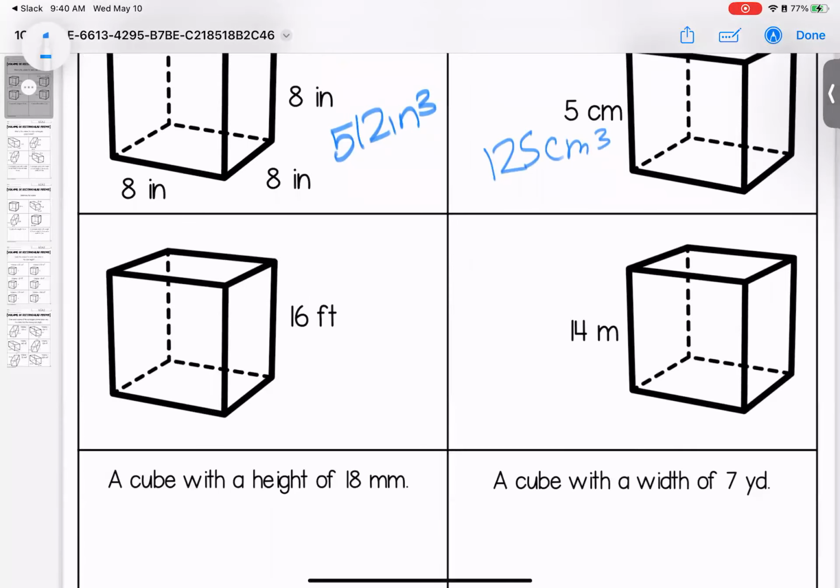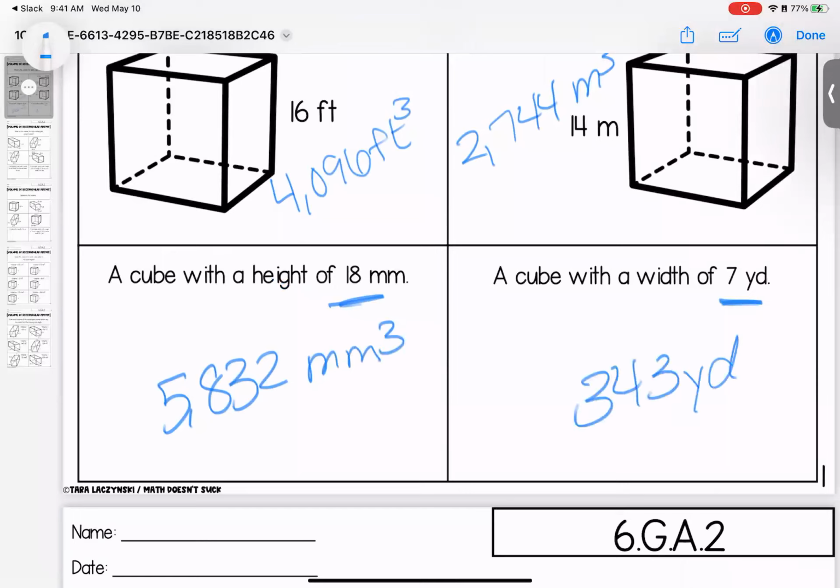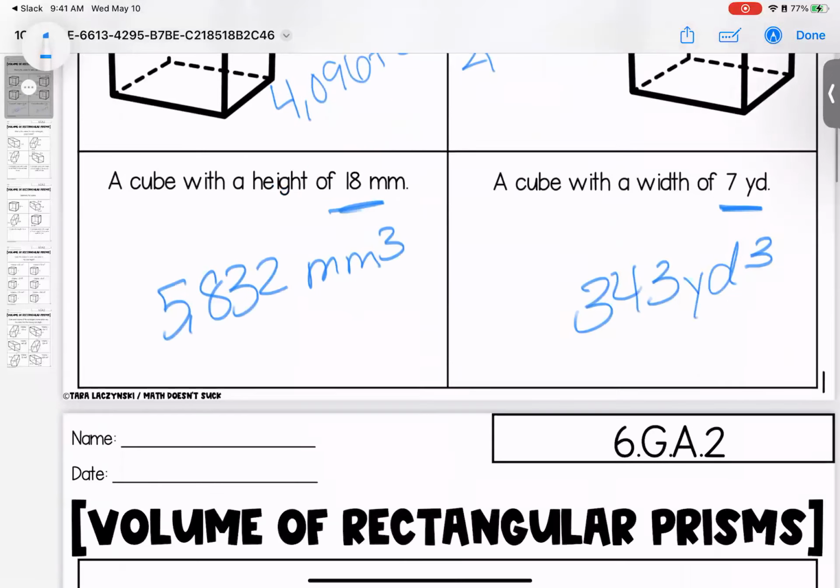Here is 16 times 16 times 16, 4,096 feet cubed. 14 times 14 times 14, 2,744 meters cubed. Down here, we get our one measure. So 5,832 and 343. If you have questions, bring them with you to class.